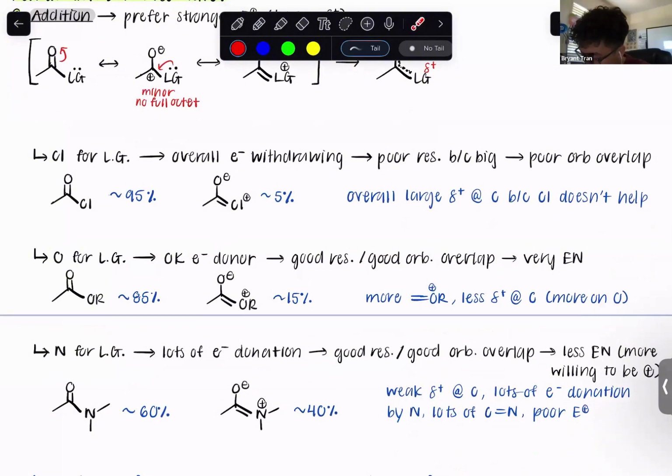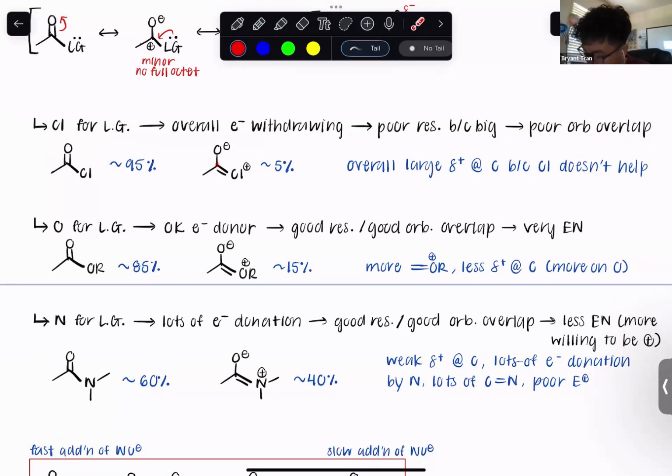So if chlorine is the leaving group, the chlorine is an overall electron withdrawing group, and it has poor resonance because it's a big atom. It has poor p orbital overlap, right? So the chlorine here cannot really do resonance with that carbonyl right there. So this carbonyl carbon is not going to gain as much electrons from this chlorine. So it has an overall large positive charge at the carbon because chlorine does not donate electrons to it.